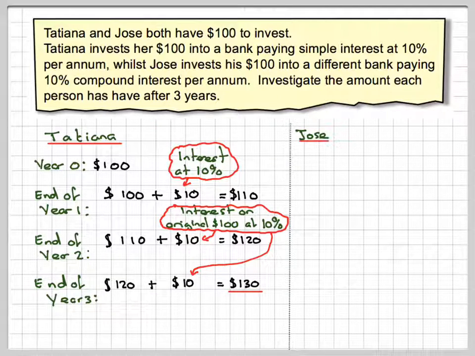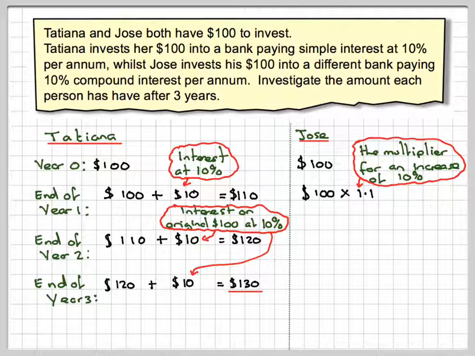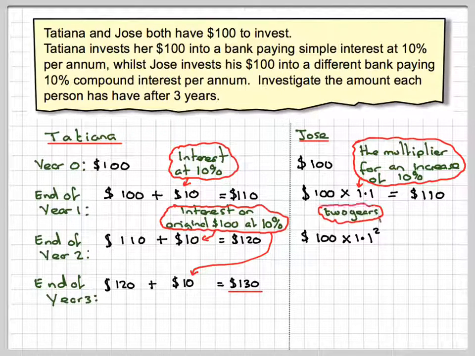Now looking at Jose, in year 0 he will have $100. At the end of year 1 he will have $100 times 1.1, which is the multiplier for an increase of 10%, which is $110. At the end of year 2 it will be 100 times 1.1 times 1.1, which we write as 1.1 squared, so that's 2 years, and that gives you $121. So now he has $1 more than the simple interest.